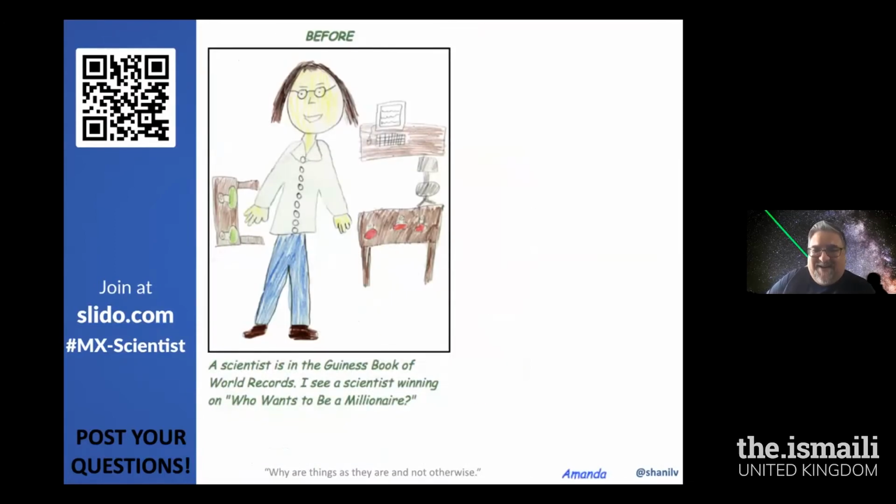Okay, so Amanda, this is her photo, her picture. A scientist is in the Guinness Book of World Records. I see a scientist winning on Who Wants to Be a Millionaire. So I think this is the reason why I included this picture, is that here Amanda is saying, I see a scientist winning on Who Wants to Be a Millionaire.